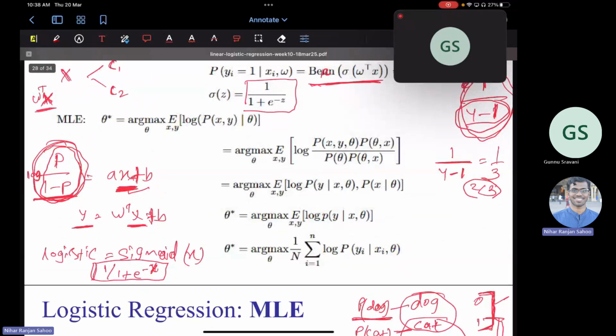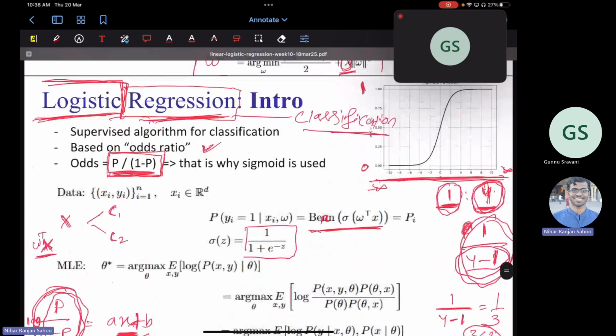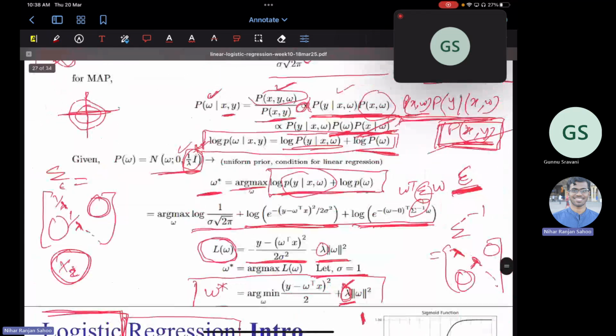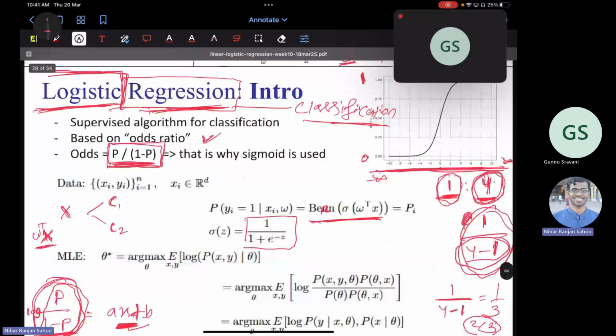Last class we were discussing logistic regression. Today we'll complete logistic regression. We were majorly discussing binary logistic regression, so we'll complete with multi-class logistic regression. Next, we started the discussion about logistic regression.